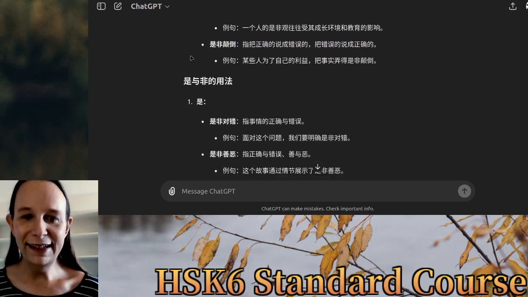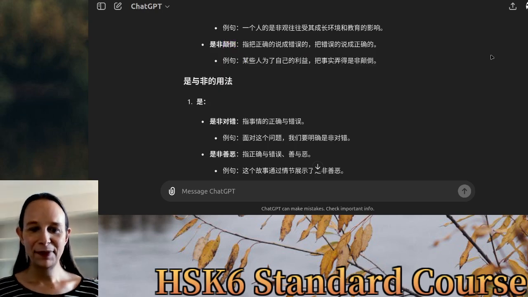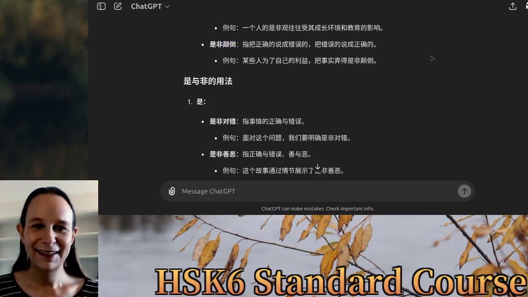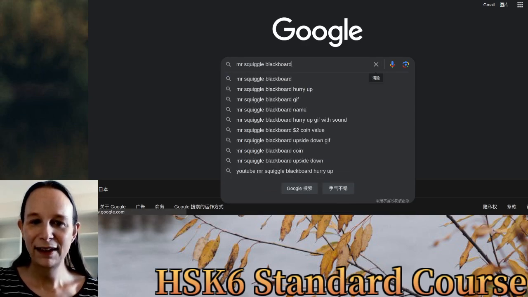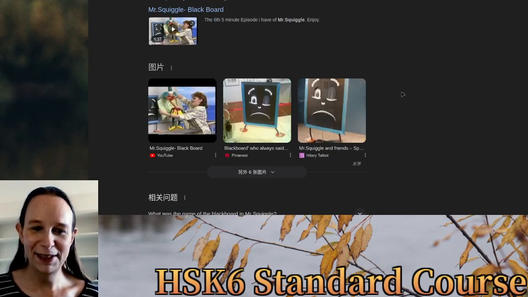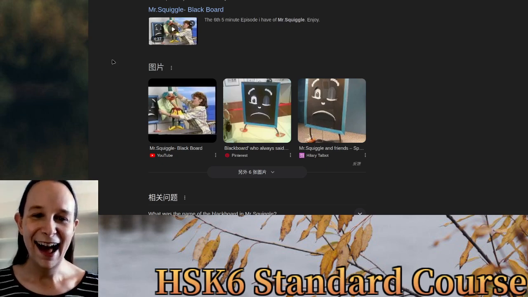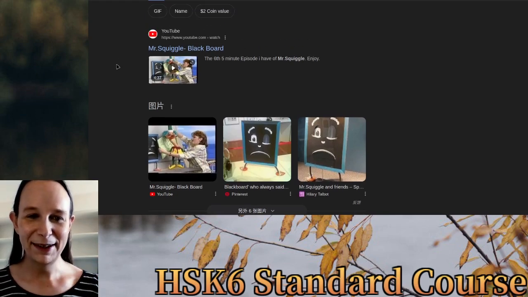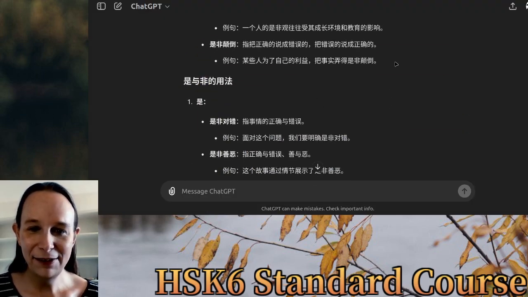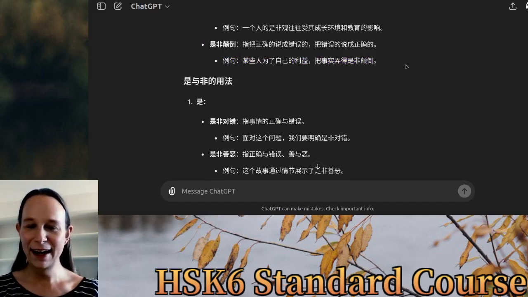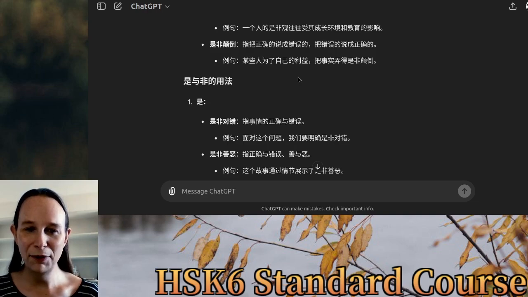是非颠倒. 颠倒 is like upside down, right? So 是非颠倒, to turn upside down. Do you know Mr. Squiggle? Blackboard from Mr. Squiggle. He would always say upside down, upside down. So that's where I'm getting it from. I'm not sure if anyone knows this. He is Mr. Squiggle with lots of fun for everyone. Anyway. 是非颠倒. So instead of the drawing being upside down, what's right and wrong is upside down. So what's right is wrong and what's wrong is right.